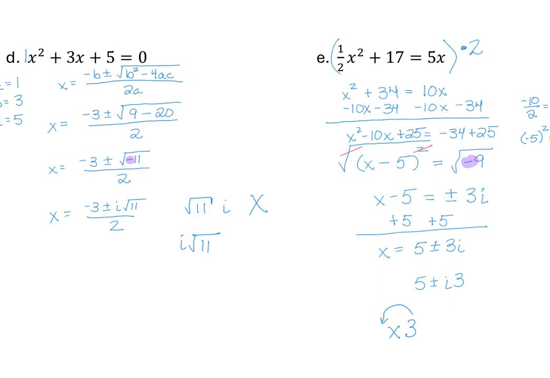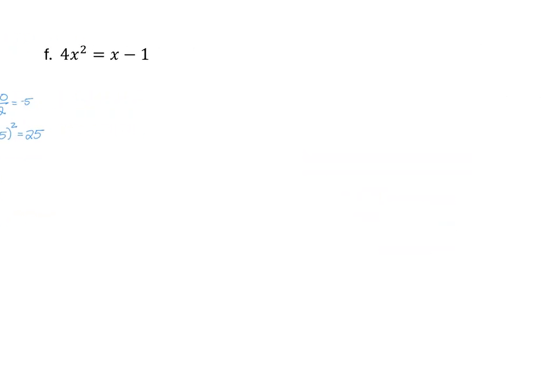All right, let's go ahead and continue. We got one more example to look at on this slide, and then we'll be done with this slide. All right, let's come over to example F. Okay, example F, we have 4x squared equals x minus 1.